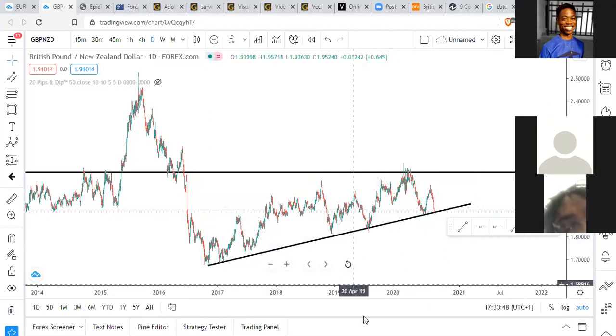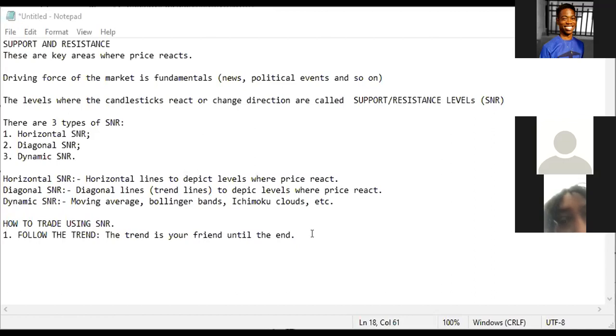So how do you trade with support and resistance? First of all, you follow the trend. Number two, buy at support. Number three, sell at resistance. Number two is what? You buy at support. Number three is what? Sell at resistance. Now, this is not always true. Same thing applies here.